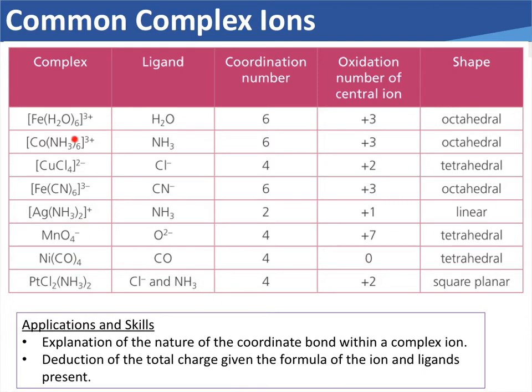Here are a number of different complex ions, the number of different ligands, and the coordination number. Look at the coordination number of 6 if there are 6 water molecules. If there are 4 chloride ions, that's a coordination number of 4. The oxidation number of the central ion can be deduced if I know that chloride, for example, is 1-, and there's a total, that's 4-, and the total charge is 2-. This copper must be 2+. So I can do a little bit of algebra to determine the oxidation number of the central ion.